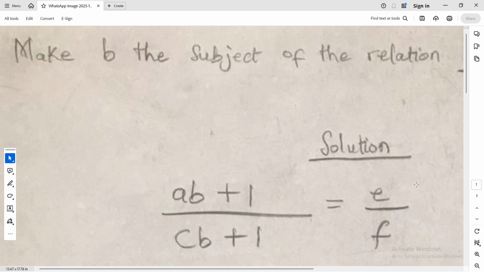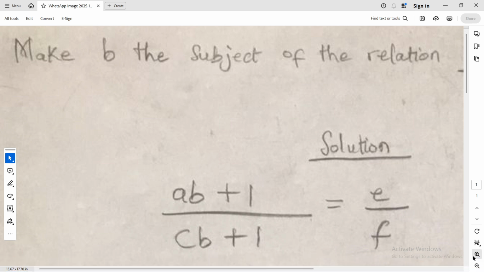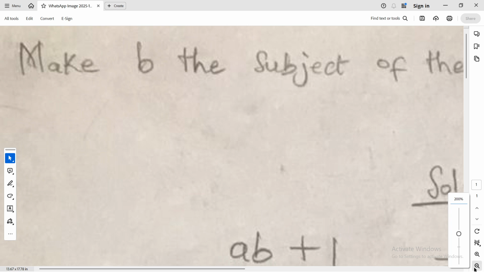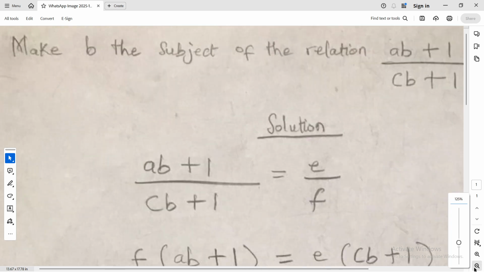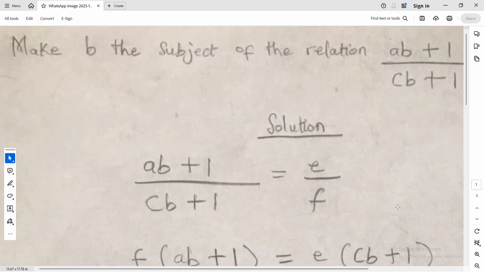Make B the subject of the relation, the fraction (AB + 1) over (CB + 1) equals the fraction E over F, right? And we are to make B the subject of the relation. Now, when you have a question like this, what you have to do is to cross multiply.